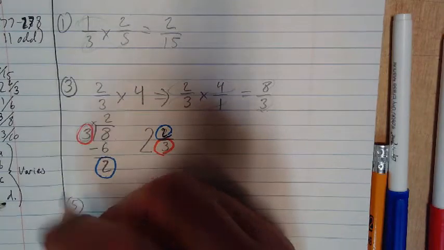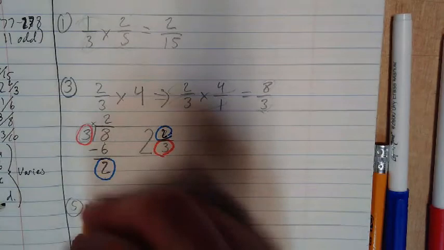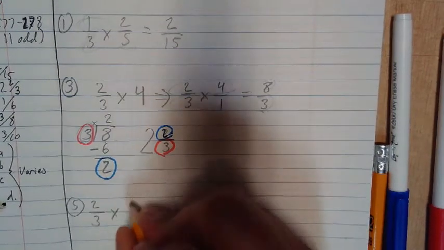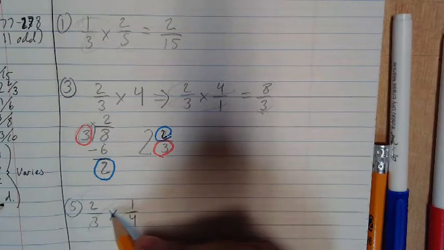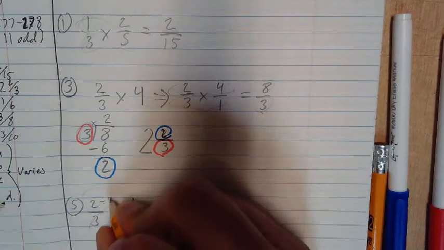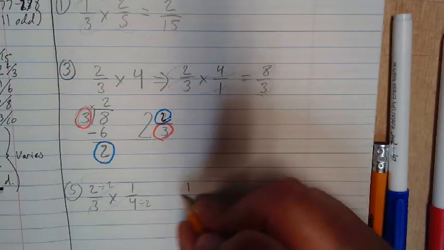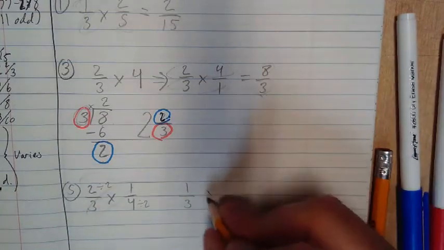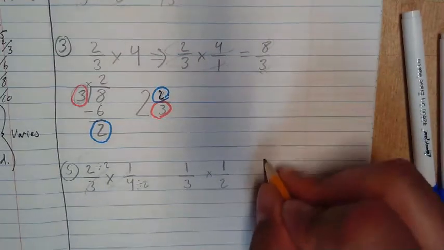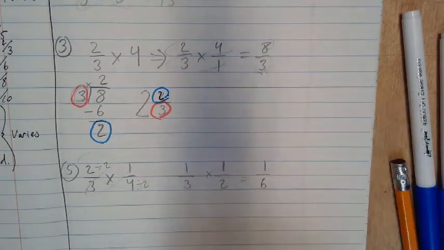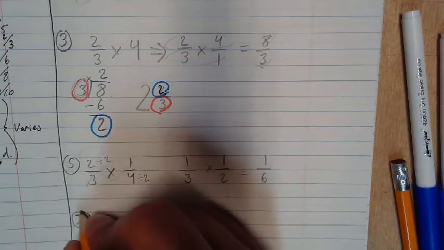Number 5. 2/3 times 1/4. Quick check. The 3 and the 1 don't have a common factor, but the 2 and the 4 do. I can simplify by 2. They both have a factor of 2. 2 divided by 2 is 1, 3 stays the same. 1 stays the same. 4 divided by 2 is 2. Numerator times numerator, denominator times denominator. 1/6. Easy peasy.